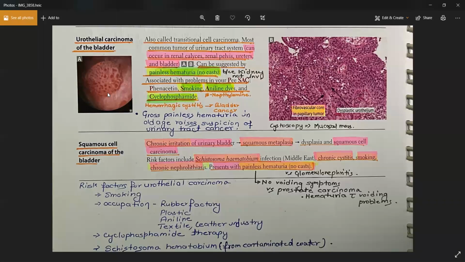Lymph node involvement is the other thing. Does anyone remember what lymph nodes drain the urinary bladder? Anyone? No? Internal iliac and external iliac lymph nodes, right? Yes. So these lymph nodes drain the urinary bladder, and whenever metastasis happens, it will affect these areas first. These lymph nodes will be affected first.